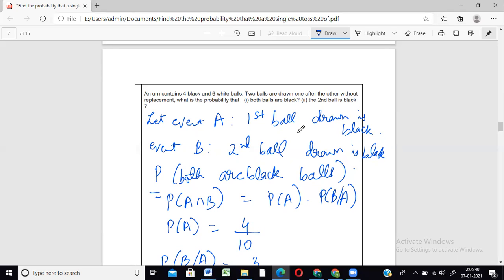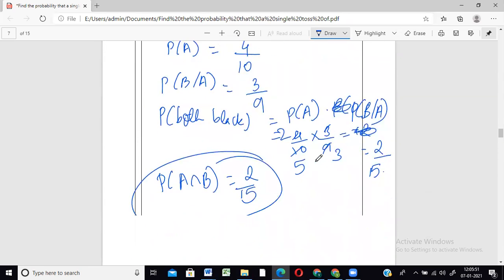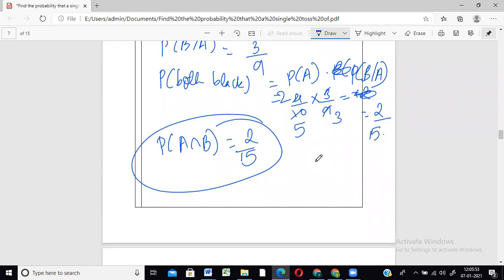Okay, but are they telling you anything about the first ball? They're not telling you anything about the first ball, right? They're not telling you anything about the color of the first ball. They just said that the second ball is black. So we have two cases. The first ball picked up can be black or white.